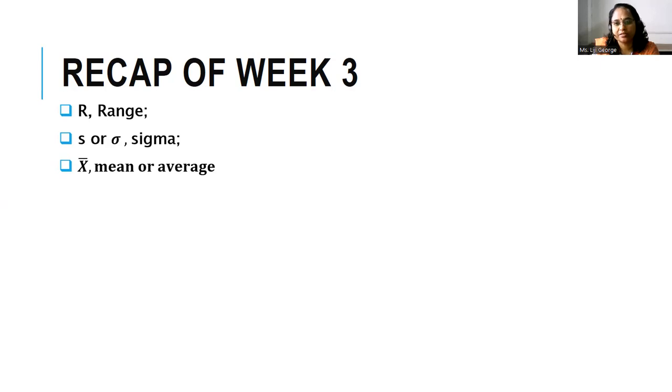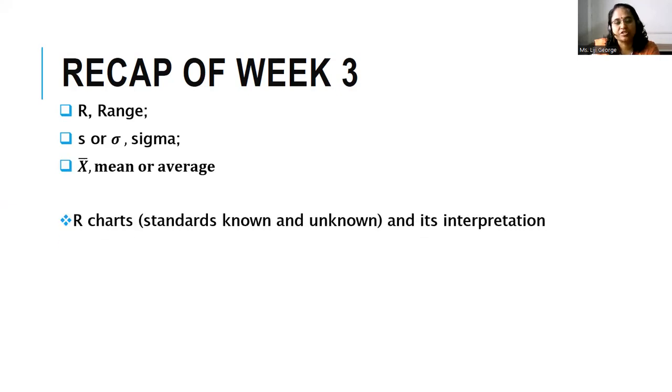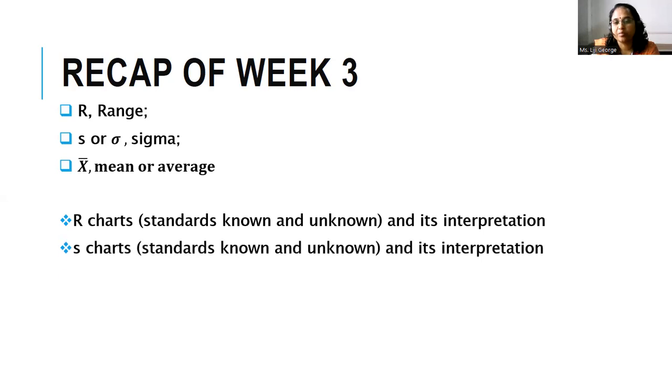And based on these, in statistical language, they are called a statistic, the measurements that we have taken from the sample. Any measurement that you take from a sample is called a statistic. So these were the three important statistics that you studied in the last 1 week: range, sigma, and the average or mean. And based on these, we learned the construction of 4 charts. First one being R chart. Then we studied about S chart or sigma chart.